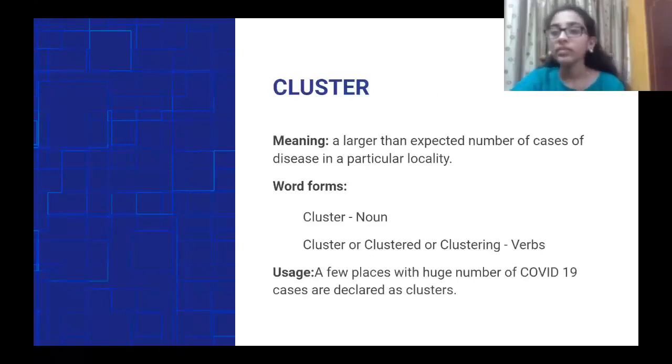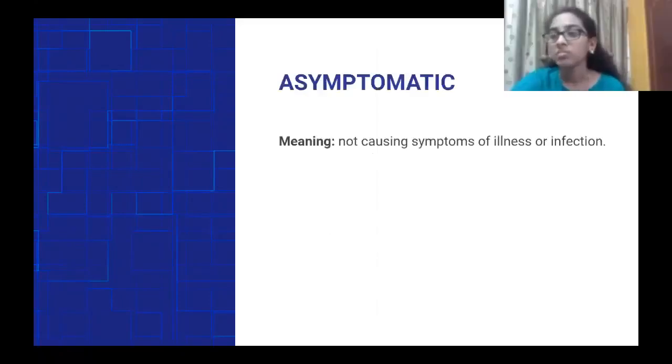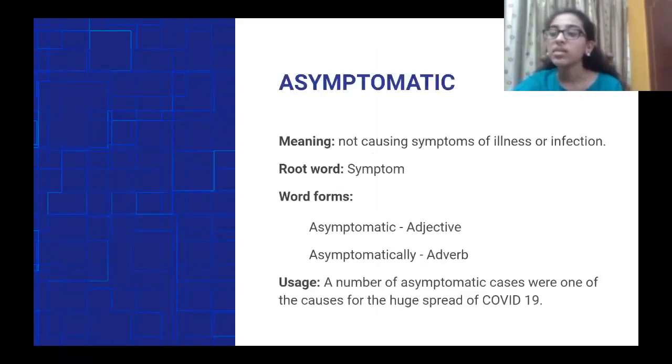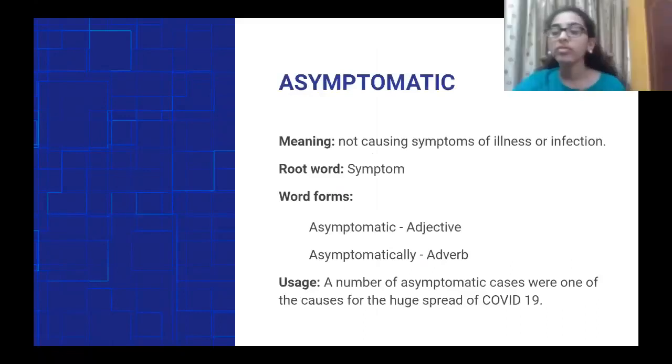The next word is asymptomatic. The meaning of this word is not causing symptoms of illness or infection. The root word is symptom. The different word forms are asymptomatic, which is an adjective, and asymptomatically, which is an adverb. And the usage of this word is: a number of asymptomatic cases were one of the causes for huge spread of COVID-19.